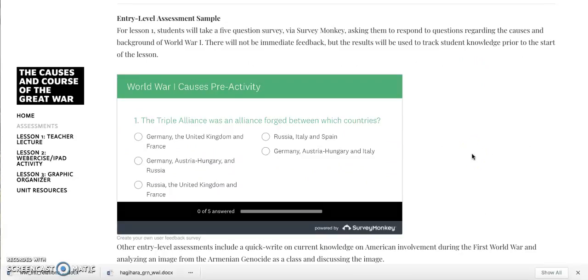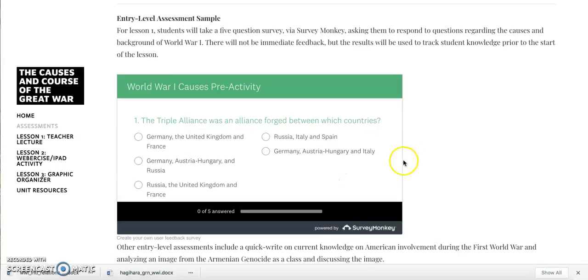Firstly are the entry-level assessments. The assessment that I provided here in the webpage is the Lesson 1 entry-level assessment. This is simply a pretest to see what students already know from either 7th grade world history or their own independent studies into the causes of World War I. As you can see, it's a simple 5-option multiple choice question. There is no immediate feedback, but this provides students a way to recall information without having to think extremely hard.